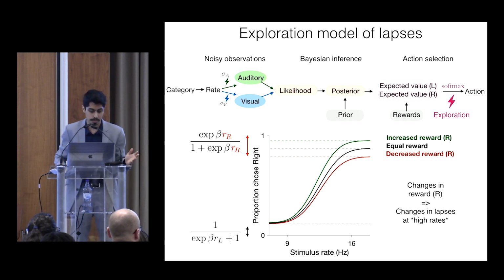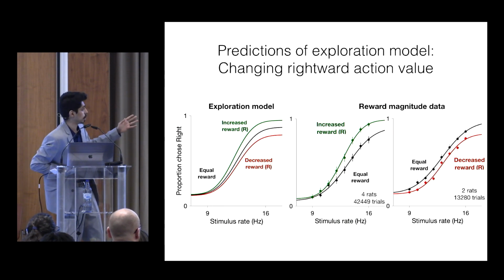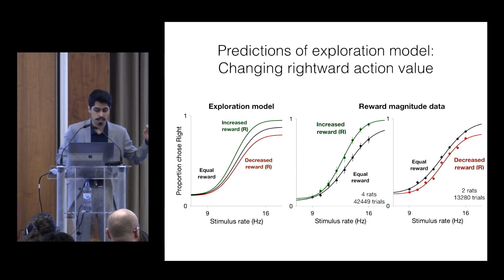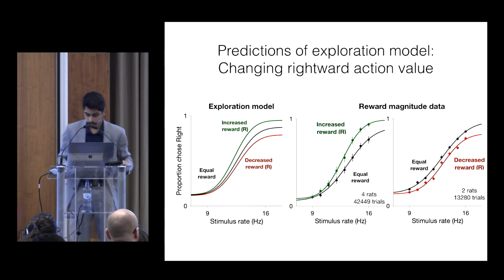And so we tested this by changing the reward magnitude only on the right without changing the reward magnitude on the left, and this is the data that we get from 6 rats. And you can see that the data match the predictions of this model pretty well. The manipulation only affects the lapses on the high rates without affecting the lapses on the other side.